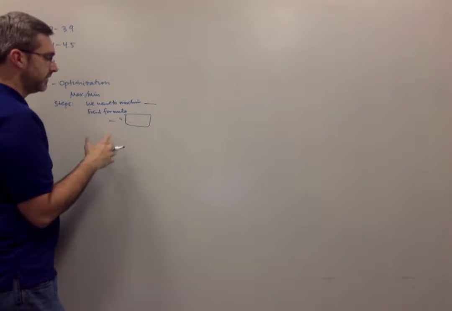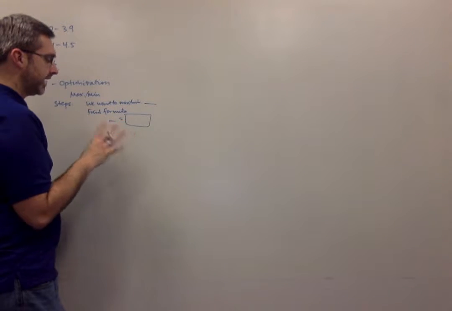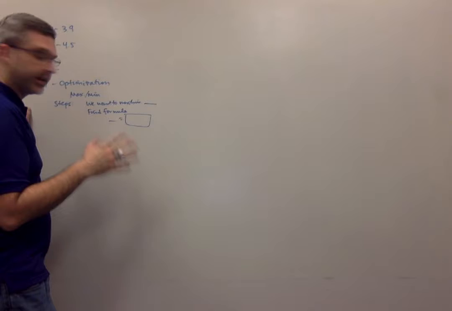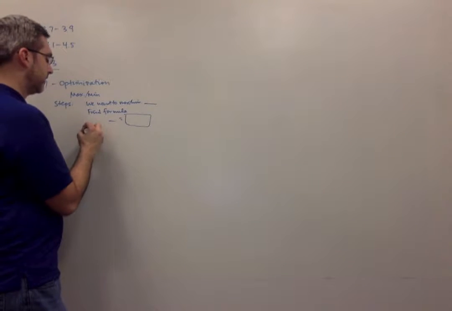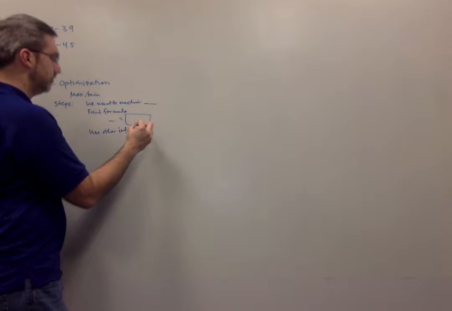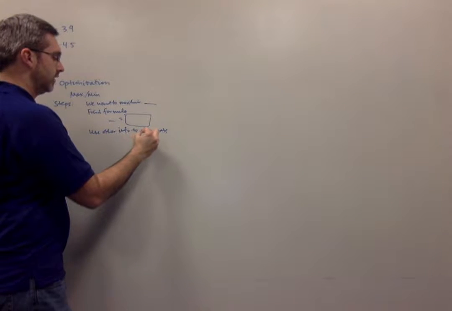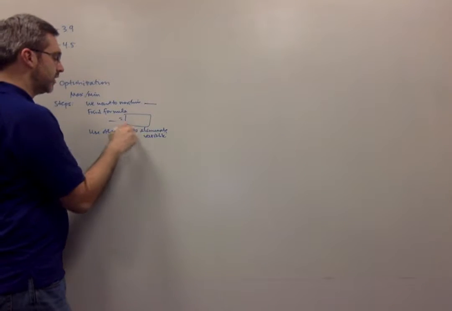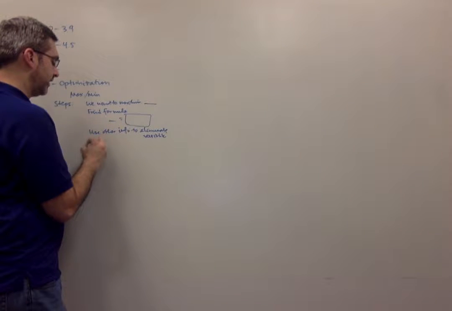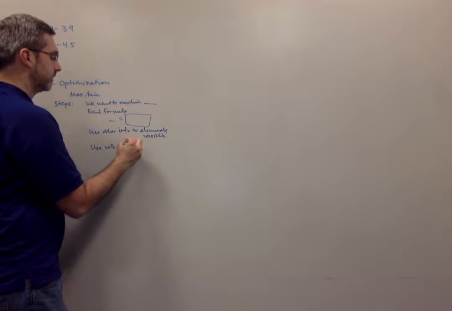And then usually we'll have several variables in here. Like if I want to maximize the volume, I have a formula for the volume, but the volume might have two different variables in there, and I don't want to have two variables. So then I use other information to eliminate a variable so that I get this down to one variable, and then I use calculus to find the max or min.